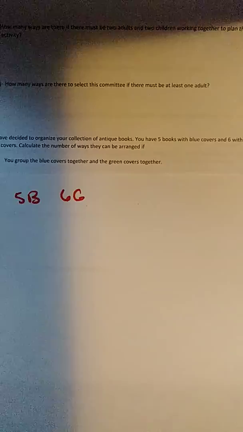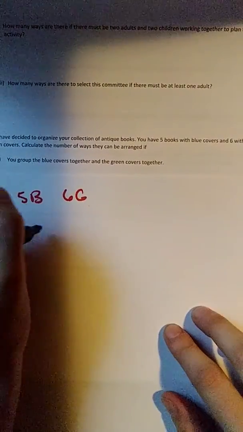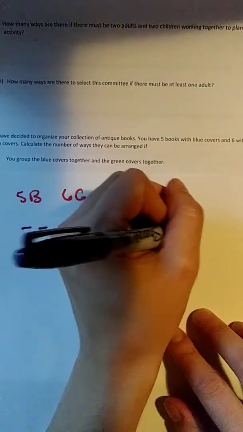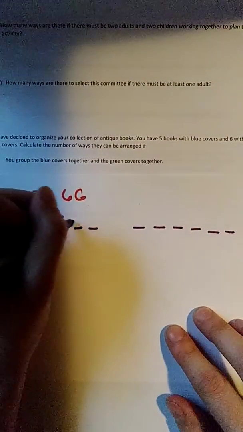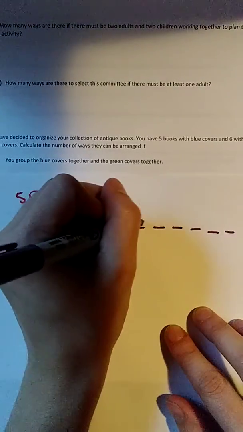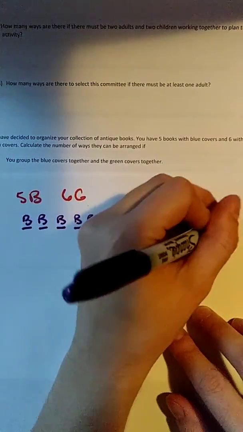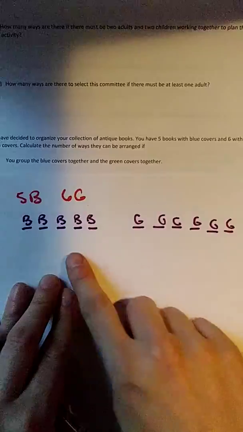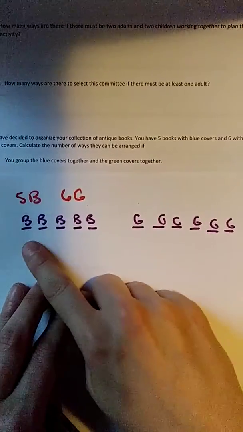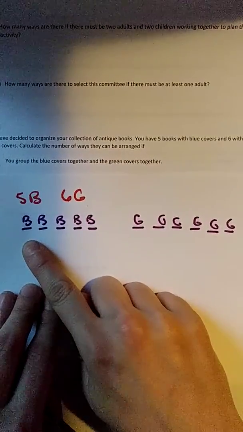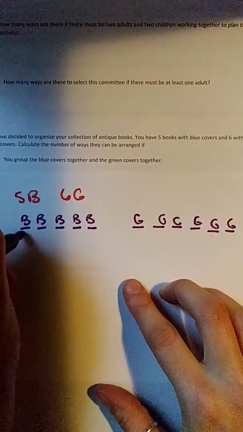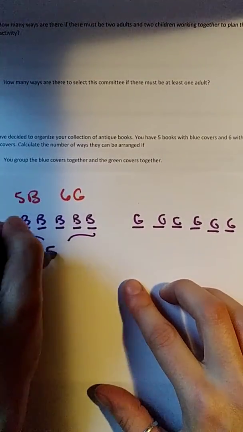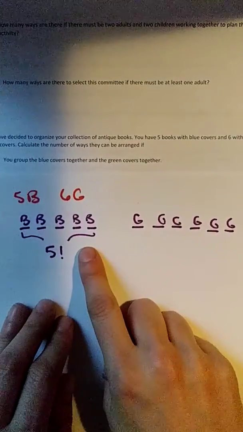So let's see what would happen if we put all the blue covers together and then all the green covers together. I know that these 5 are blue and these 6 are green. If I want to do this, I have to arrange these blue books. The first one I choose has to be blue, and I have 5 options. Then I have 4 options left. Then I have 3 options left. So we can see that this is actually 5 factorial to arrange these blue books all together.